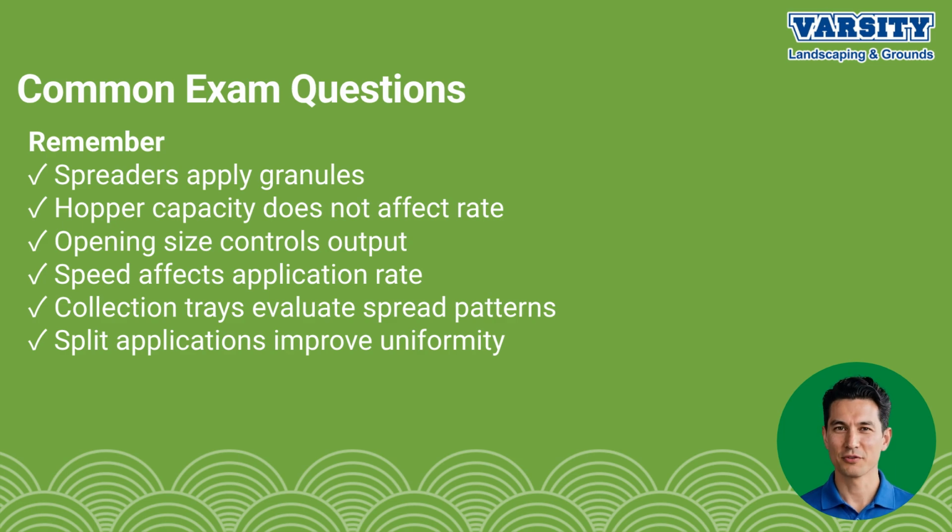Before moving on, let's review the key exam facts from this chapter. Spreaders apply granules. Hopper capacity does not affect application rate. Opening size controls output. Travel speed affects application rate. Collection trays are used to evaluate distribution patterns, and split applications improve coverage uniformity.